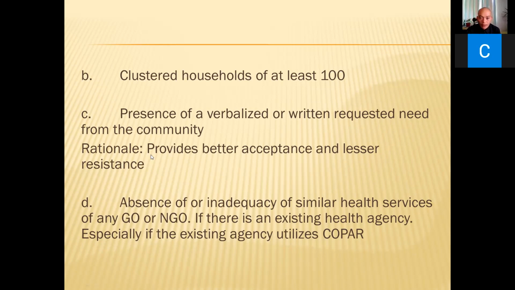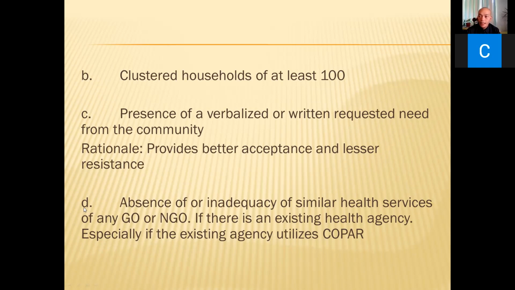Why? Because it provides better acceptance. If they are asking for it, it means that if we arrive there, they will welcome us with open arms. Sobrang happy sila that we will be there. There will be less resistance, compared to communities that wouldn't want our services, where we knock on the door, saying kami po yung mga from the University of Cordilleras, and they say, ay hindi, okay lang kami dito, we don't need your services. We do not want that. So if a community requests our services, very good, let's go.